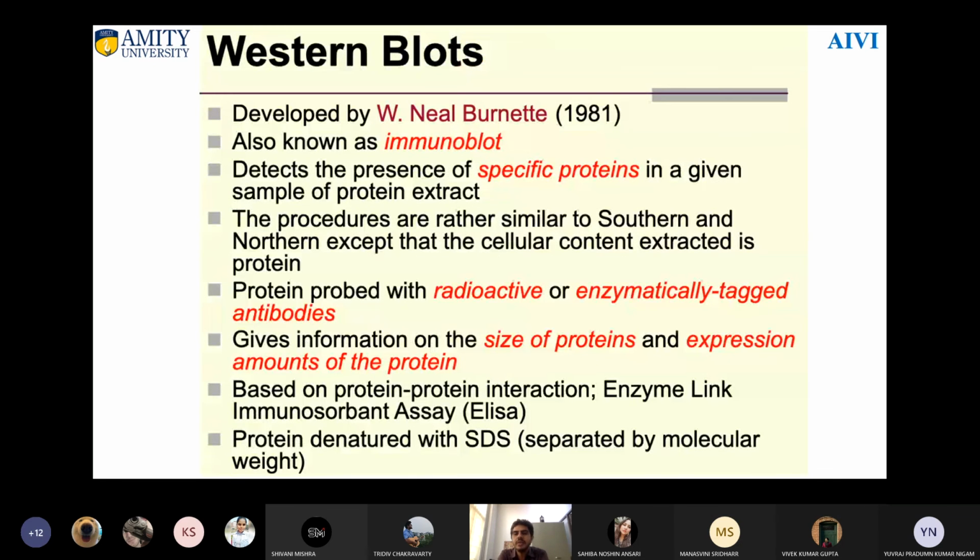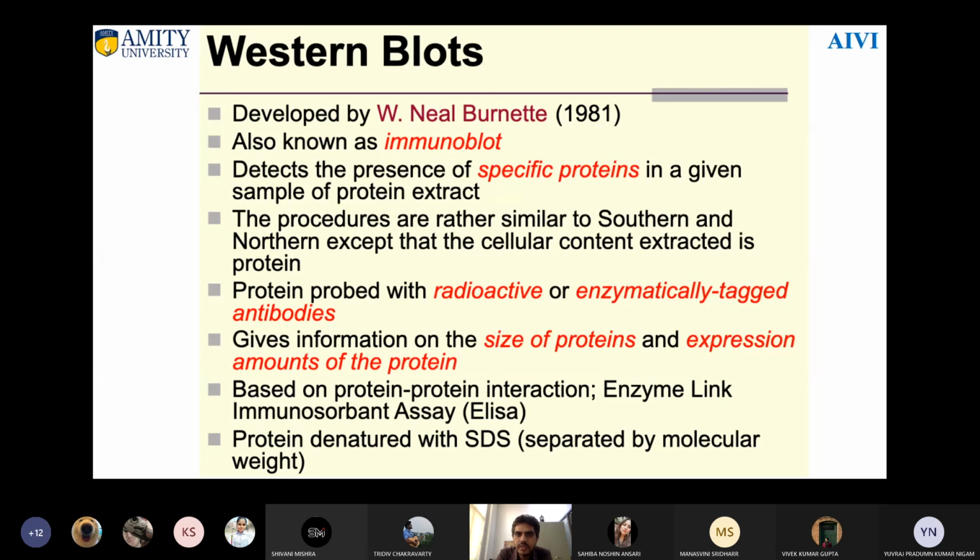The next technique that we are talking about is the Western blot. When you are talking about the names, Southern, Northern, and Western, this is just a continuation of the naming, but here you are going to utilize protein, and for detection of the protein you use antibodies. So that is also called the immunoblot or the Western blot. So who is the pioneer of it? W. Neal Burnette, in 1981, discovered this technique.